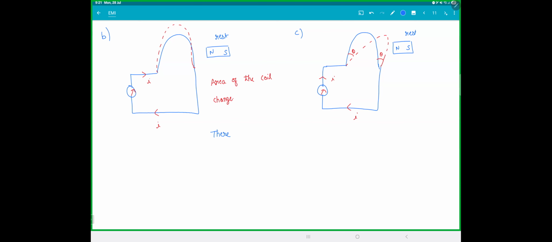I know it depends on B, I know it depends on area, I know it depends on theta. When I combine these three, I call it flux. Then I say, boss, this is depending on flux, magnetic flux. So there's a current when area or angle changes. So when he combined all these things, he ended up with a result.